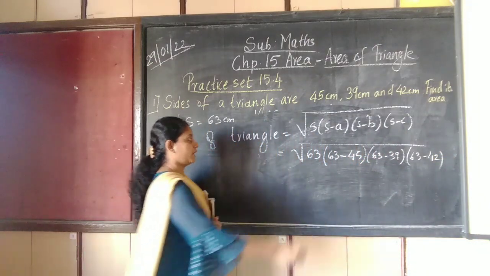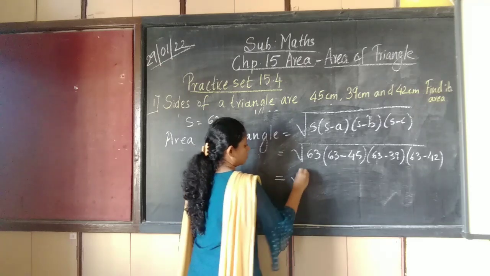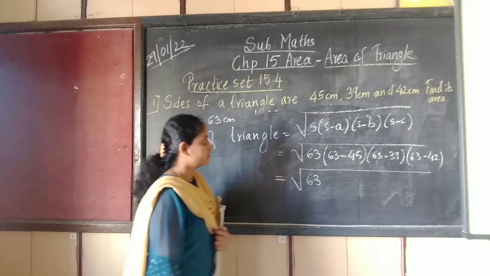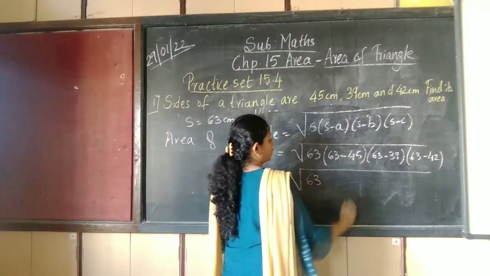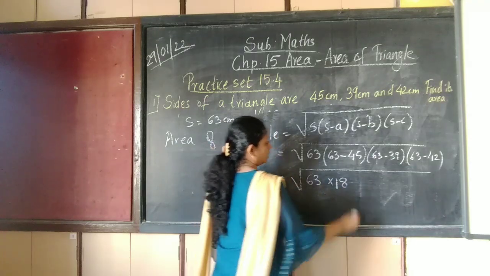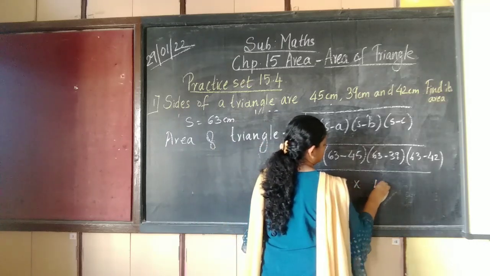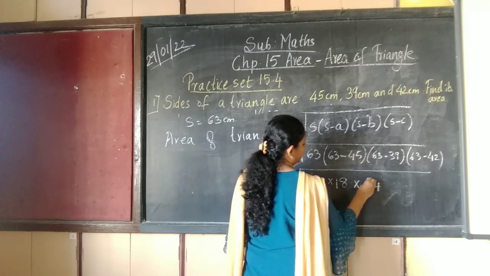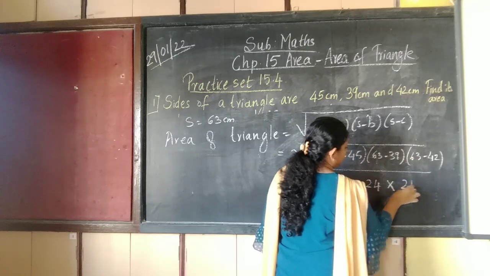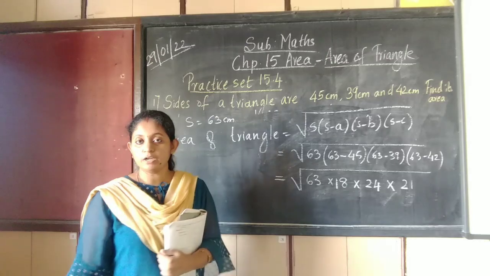Now you are going to subtract this. Square root of 63, write as it is 63. Then 63 minus 45, that is nothing but 18, into, here you will get 24, into, here you are going to get 21. Everything is multiplied. Now direct square root, we don't know of all these numbers.